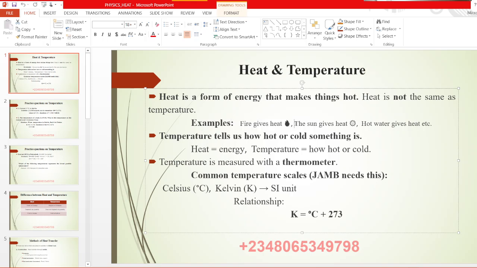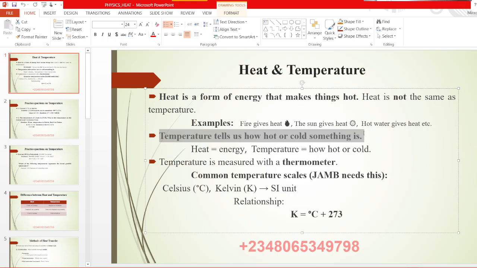The sun also gives heat. We'll be looking at that in the course of this lesson. The sun also gives heat, and hot water also gives heat. These are typical examples of heat. Now, like I said earlier, temperature should not be misinterpreted with heat. Heat is a form of energy. Temperature tells us how hot or cold things are.